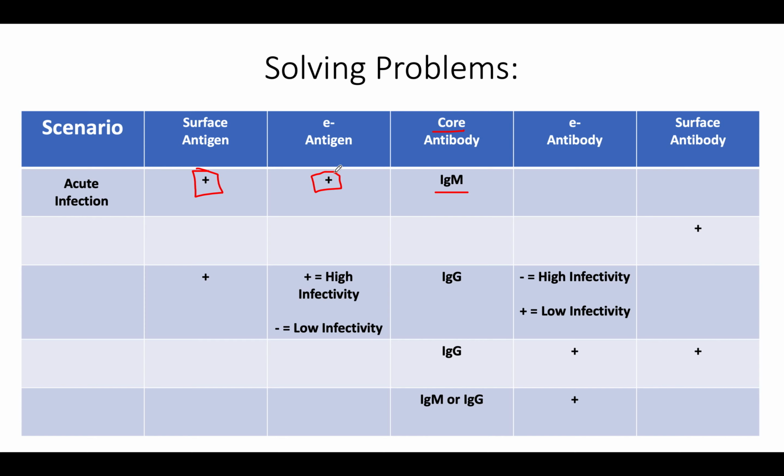So if it was a higher level here in this acute infection, we know that this person is very infective to others, and that is exactly what the serology panel would tell us. Okay, so let's go on to this one.